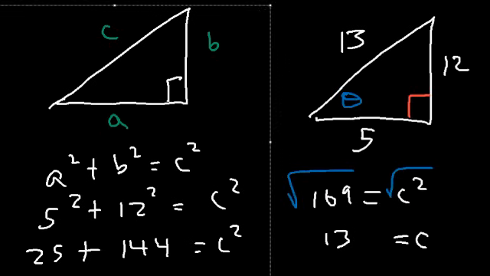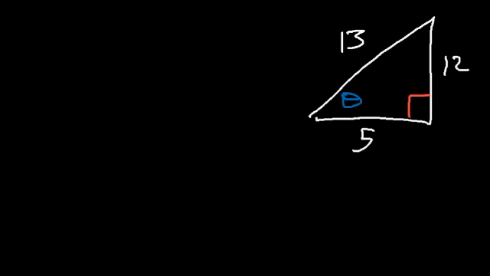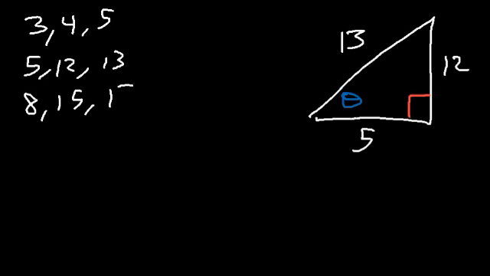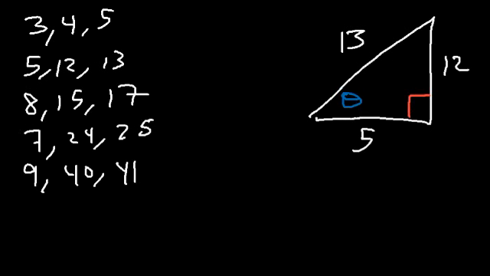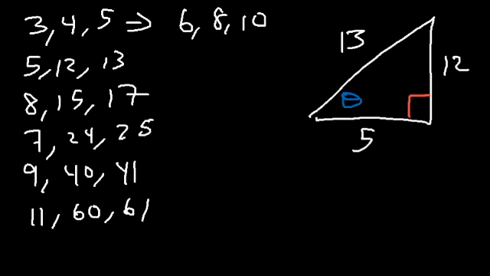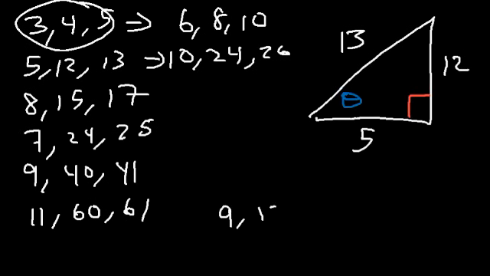Now there are some other special triangles that you may want to be familiar with. Other than the 3, 4, 5 and the 5, 12, 13, which we covered already, there's also the 8, 15, 17 triangle, the 7, 24, 25 triangle, 9, 40, 41, and 11, 60, 61. Also, any multiples of these triangles will work as well. For example, if you multiply 3, 4, 5 by 2, you get the 6, 8, 10 triangle. That could work as well, or the 10, 24, 26 triangle. If you multiply 3, 4, 5 by 3, you get the 9, 12, 15 triangle.